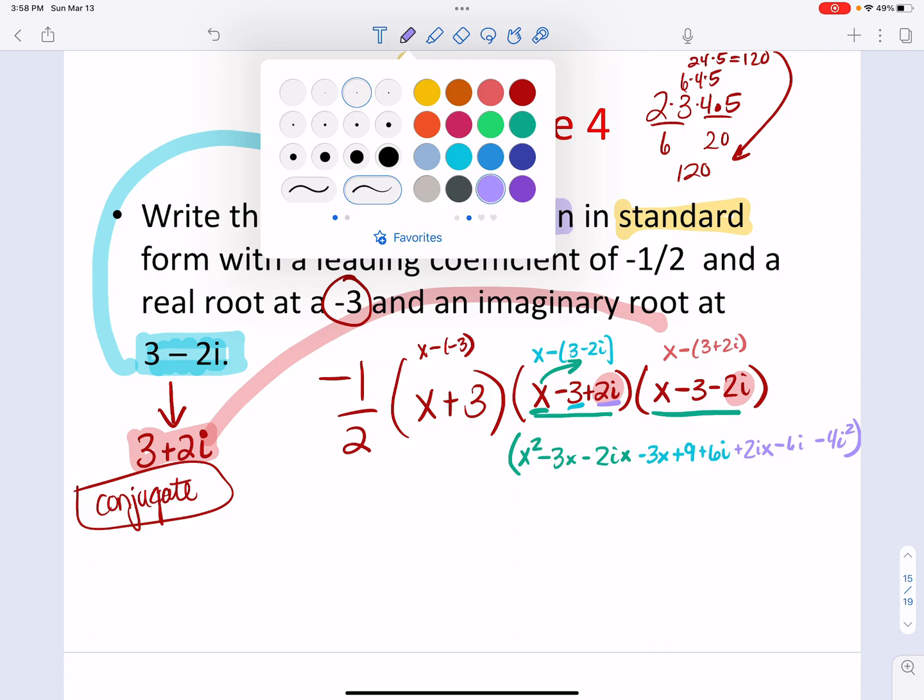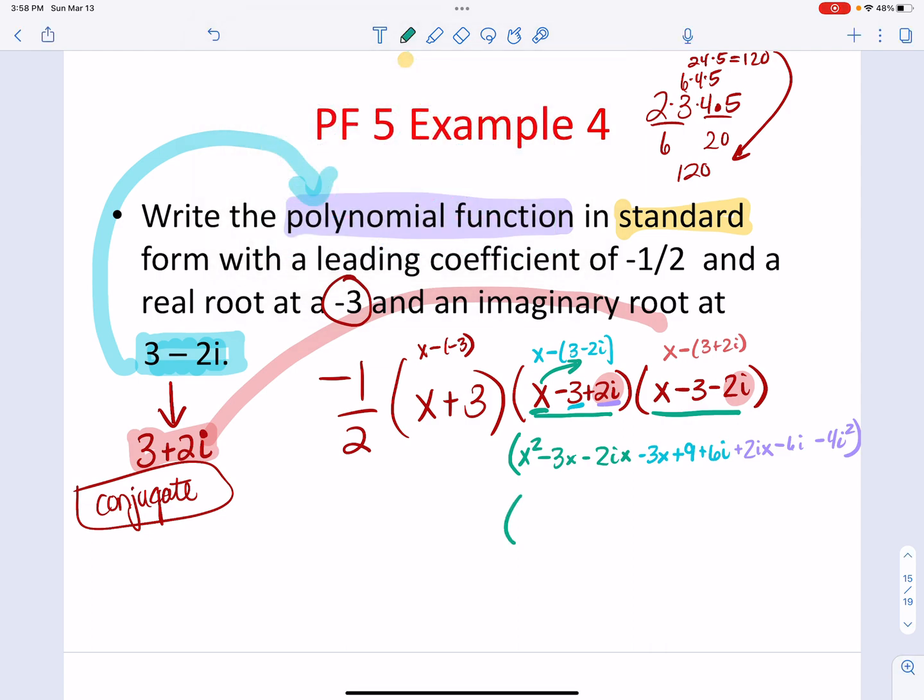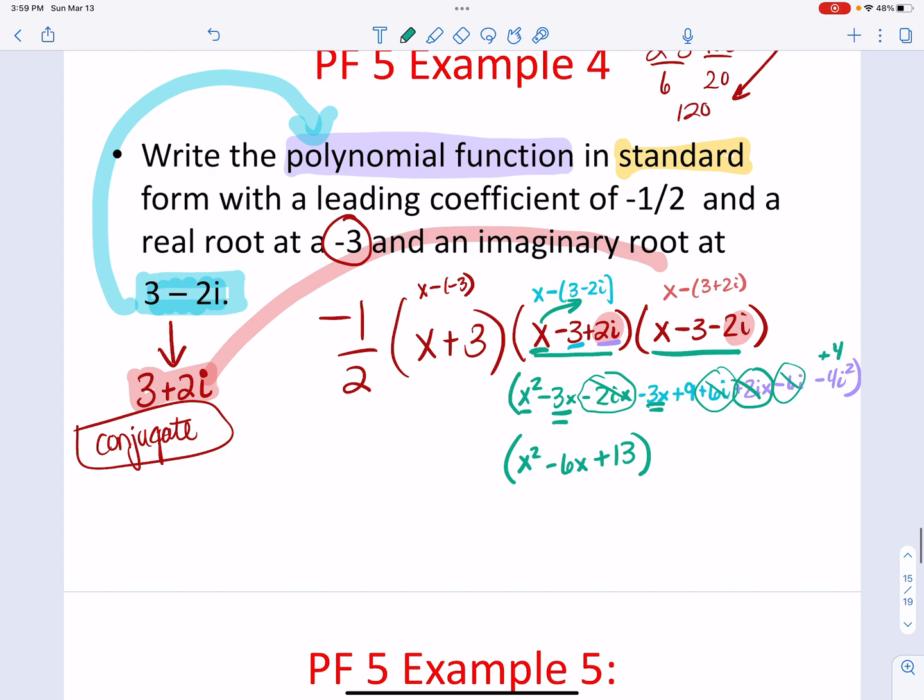I'm going to take a second and put all my like terms together. I have x squared. No other x squareds. I have a minus 3x and a minus 3x, and no other x's, so it's a minus 6x. I have a minus 2ix and a plus 2ix, those cancel. I have a plus 6i and a minus 6i, those cancel. Finally, I'm going to change this to a plus 4 because it's a negative 4i squared, so a negative and a negative is a positive. That would be plus 13. So I multiplied those 2 things together.